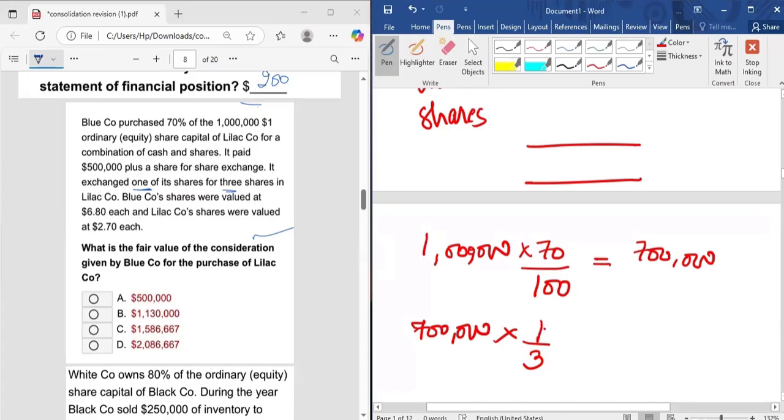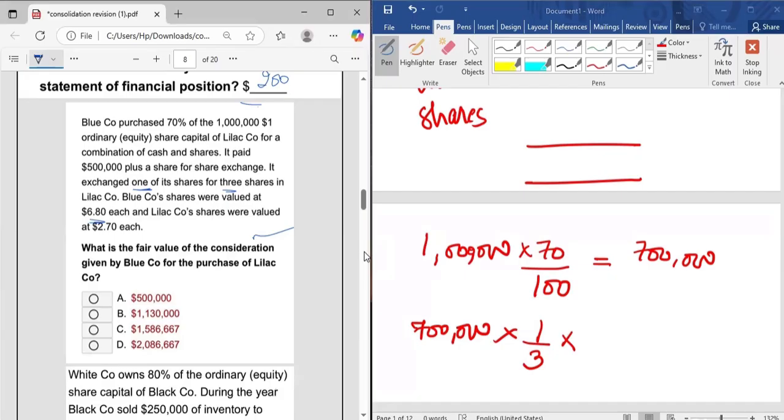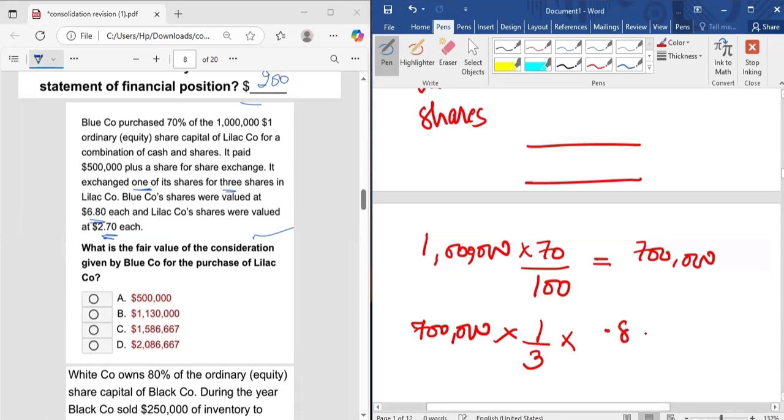So multiplied by 1. Now I will multiply it by, now tell me, Blue Company shares were valued at 6.8 and that of Lilac was 2.7. So with which number should I multiply it? I will multiply it by 6.8, okay? I will multiply it by the share value of my parent company. So multiply it by 6.8. So let's see what comes out. Divided by 3.